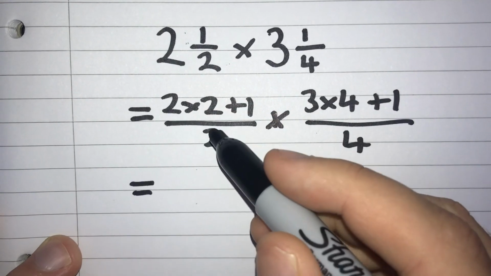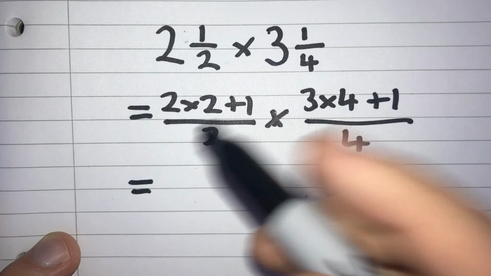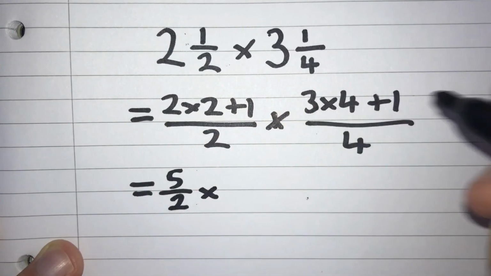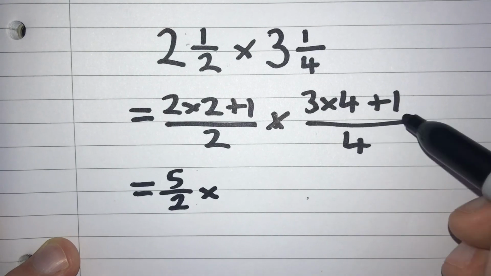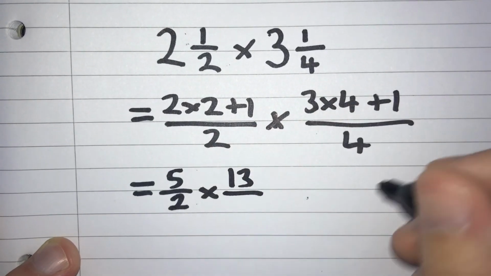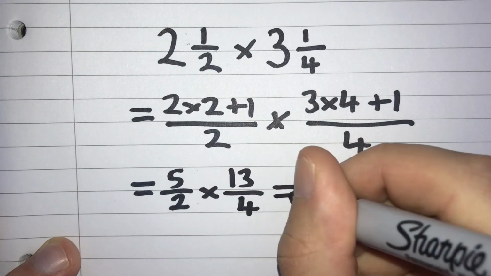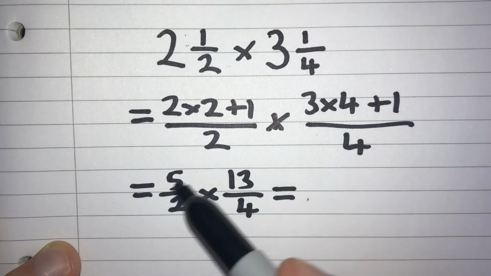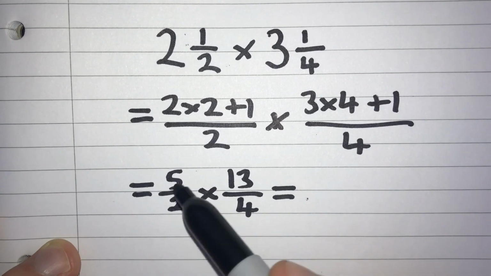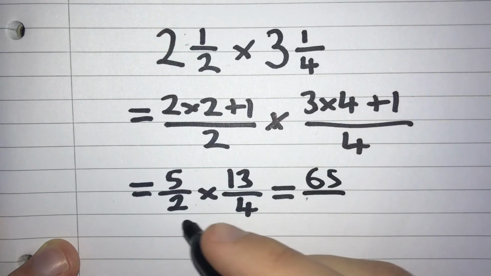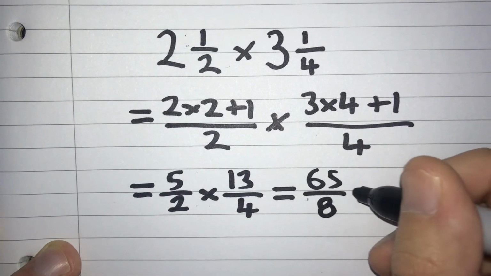Well, 2 times 2, that gives us 4. Add 1 gives us 5, so 5 over 2. And 3 times 4 gives us 12. Add 1 gives us 13, all over 4. Well, now we're just multiplying 2 fractions together. So we've got to multiply our numerators, multiply our denominators. 5 times 13 gives us 65. 2 times 4 gives us 8.